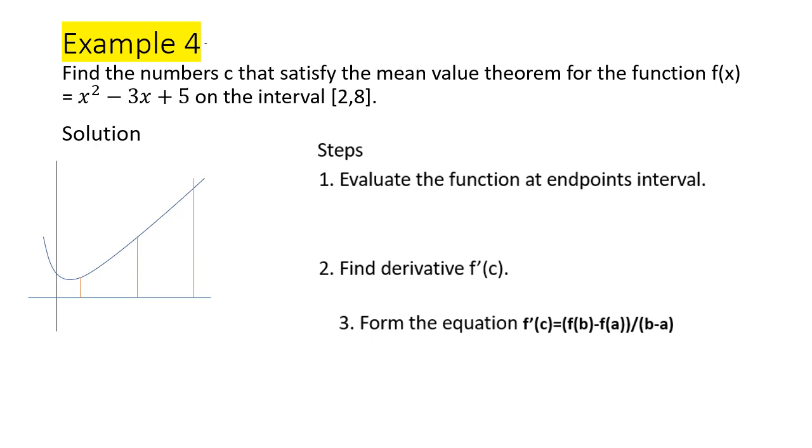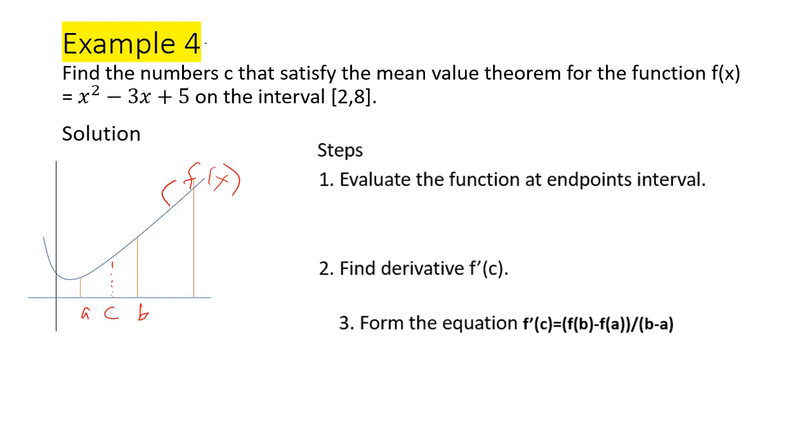Find the number c that satisfies the mean value theorem for the function x squared minus 3x plus 5 on the interval of 2 and 8. So this was number 4. This one is your f of x. Then this 2 is your a, this one is your b. Somewhere in the interval of a and b is the c. So this c is a point that will satisfy the mean value theorem.